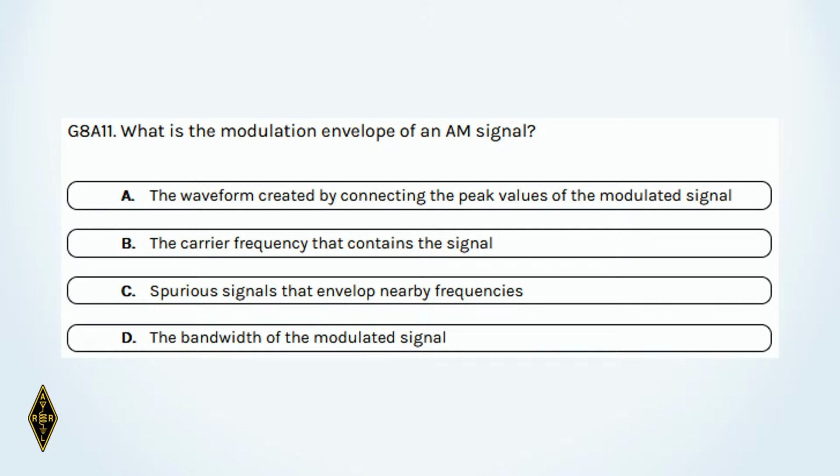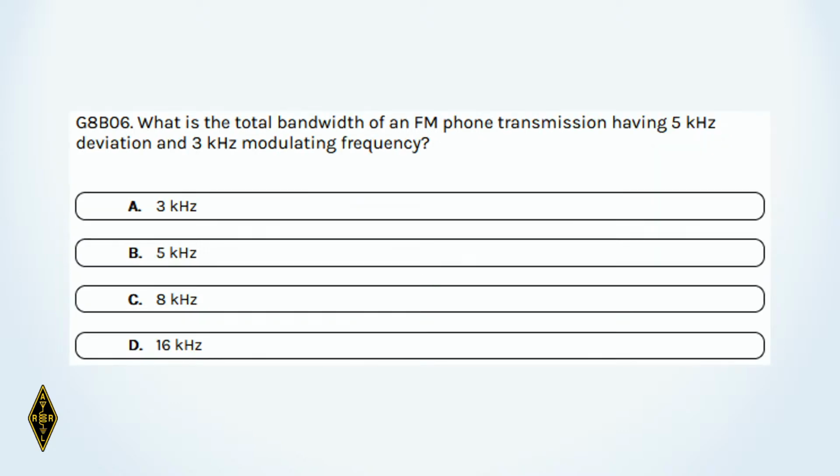Alpha is correct. It's a waveform created by connecting the peak values of the modulated signals, the carrier and the modulation. And what is the total bandwidth of an FM phone transmission having 5 kilohertz deviation and 3 kilohertz modulating frequency? Alpha. No, this is Carson's bandwidth rule. It's Charlie, 16. You may have been late coming back from the break. It was 16 kilohertz. It's 5 plus 3 times 2, 16 kilohertz.